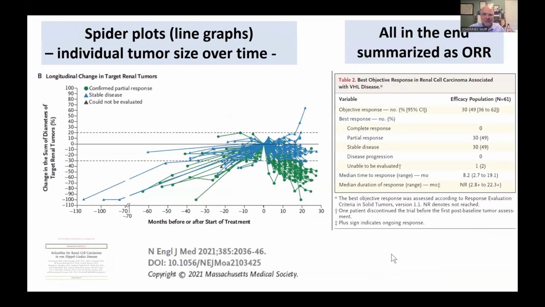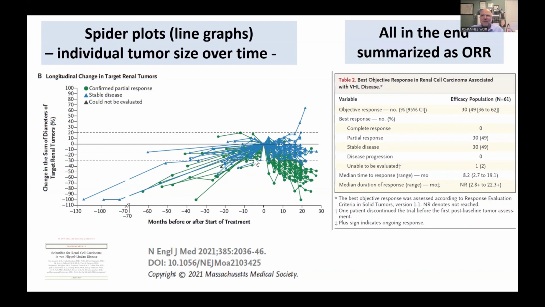Let's go one more time to the results. Spider plots. If ever a drug developer asks you what the spider plot looked like, this is what they mean. It is a line graph where every patient's tumor or tumor load is represented by a line over time. And then multiple lines are put together. And if you have enough, it can look like a spider web.